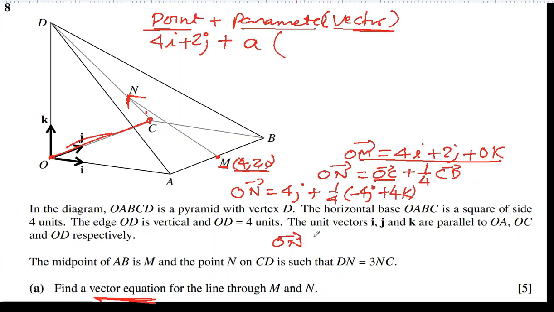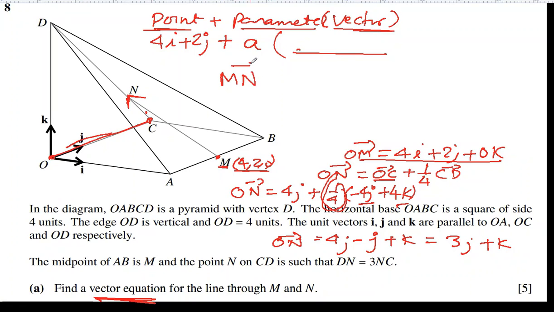So let me write ON here. It becomes 4j, and now 1/4 of minus 4j will be minus j. 1/4 of 4k will be k. So we get 3j plus k. That is ON. And now we needed a vector MN for this.